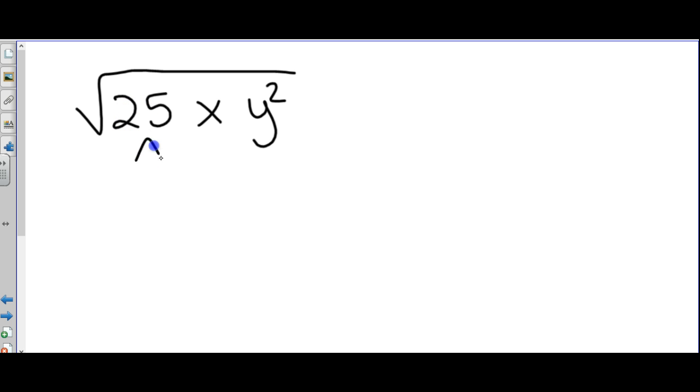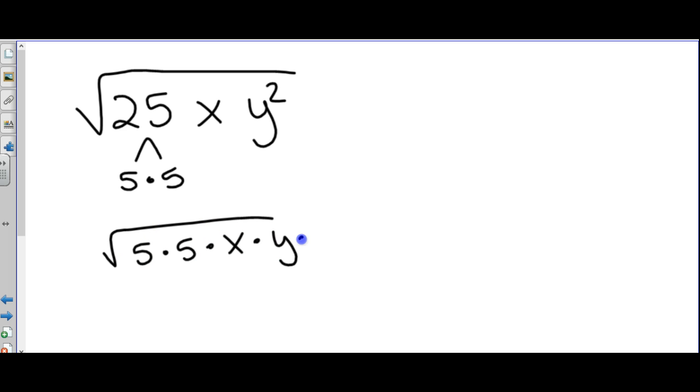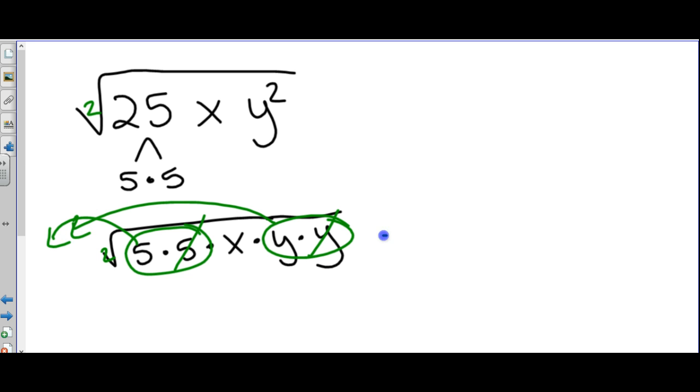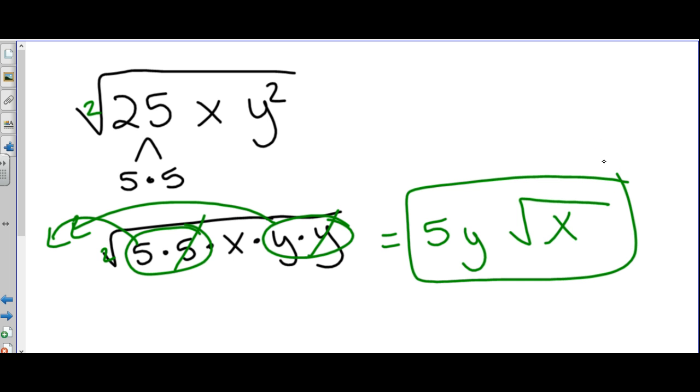So I'm going to break this down. 25 is 5 times 5. We have times x times y times y. Now there's no index written out front, but that just means we have our invisible 2 in this case. And so we're looking for groups of 2. 5s have a group of 2, x does not, but the y's do. One of them would go away, and one of them would get moved out front. So we would have 5y square root x. And that would be as simplified as that one can go.